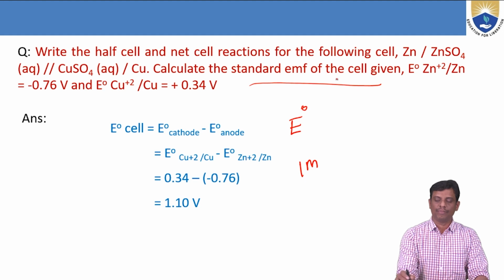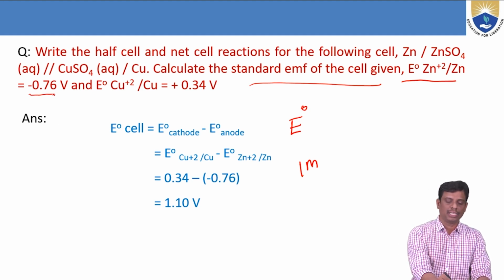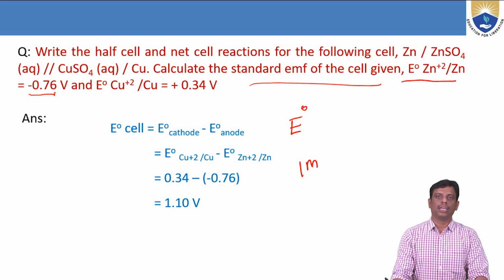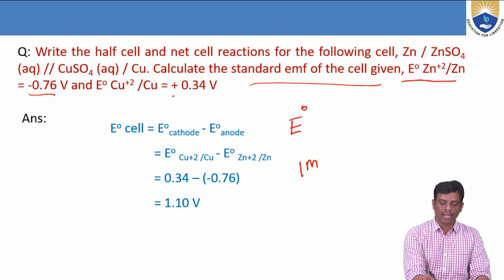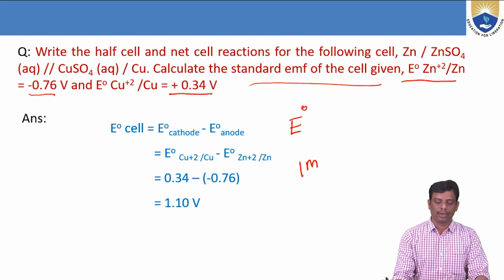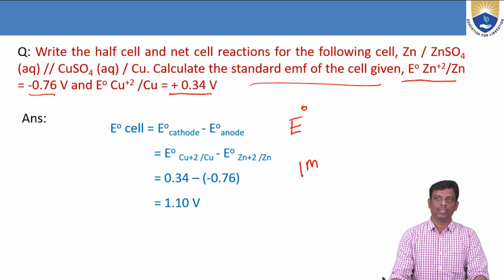For the standard EMF of the cell, they are given the E naught of the zinc electrode, that is minus 0.76 volts. The E naught value of the copper electrode is plus 0.34 volts. They are given the oxidation potential value and reduction potential value.